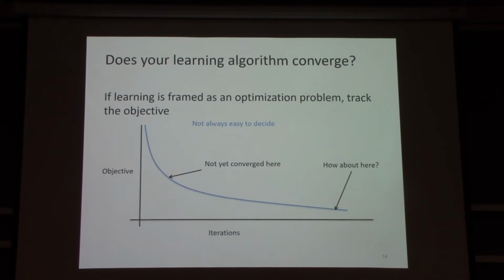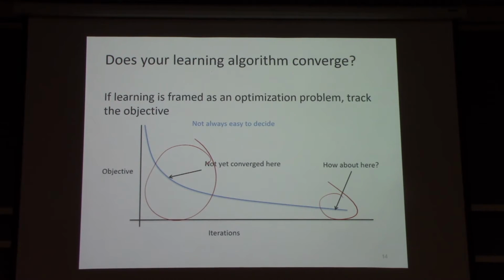That's nice, but it's not always easy to decide. It's clear that in this area learning is not complete, but it seems like it's still decreasing here, and sometimes you'll see situations where even after running for thousands of iterations, the objective keeps decreasing. At which point you have a budget of computation, you don't have more time to produce a better model, you decide to stop. So at this point, practical consideration is taken.